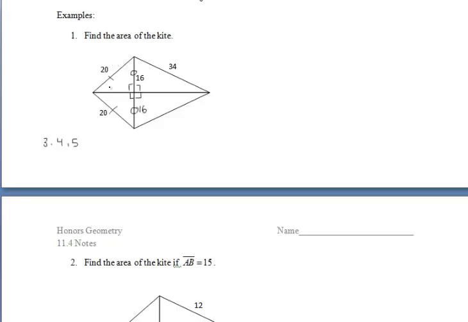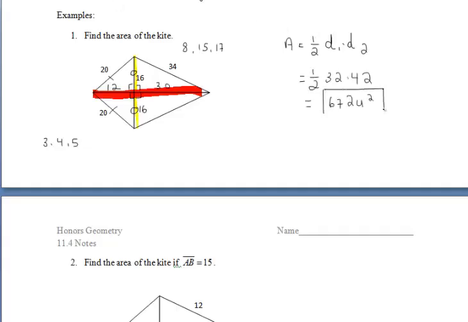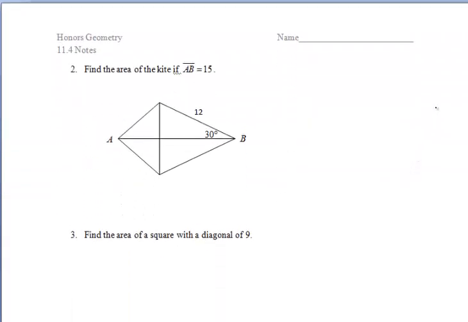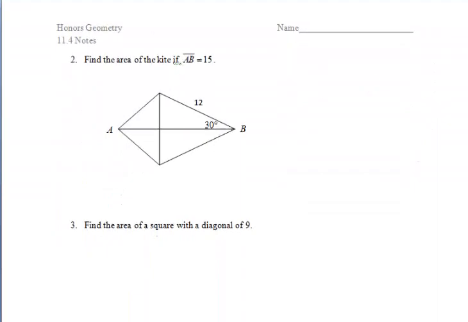For number 1, you should be recognizing the fact that those consecutive disjoint sides are congruent, and that one diagonal is the perpendicular bisector of the other, making each of those pieces 16. Using 3, 4, 5, and 8, 15, 17 families, we can get that one diagonal has a length of 32, while the other one has a length of 42. We find the area by doing half of the product of the diagonals.